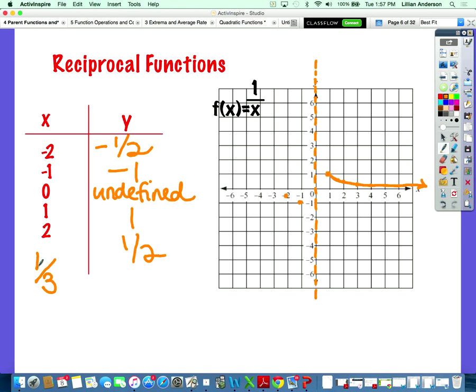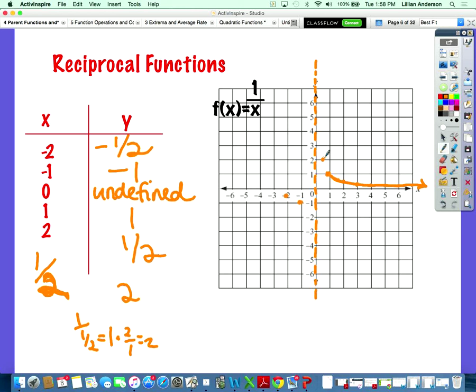What if I plugged in 1/2? What's 1 divided by 1/2? One divided by 1/2 is? No, not 1/2. Not 4. It's 2. Think about it. 1 divided by 1/2. Keep, change, flip. It's 2. So if I plug in 1/2 for x, y is 2.